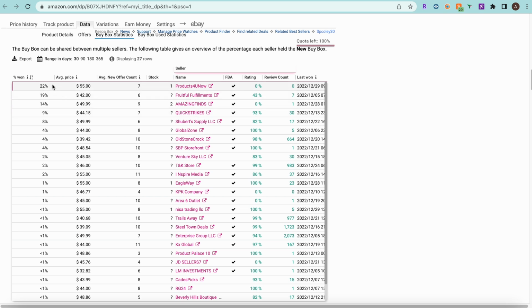A listing like this, where there's a pretty good distribution of sellers getting the buy box, especially at these prices, is going to tell you that there's a chance that you are able to get the buy box as well. A lot of these sellers are FBA sellers, which means that you might have better luck getting the buy box if you sell this product FBA.